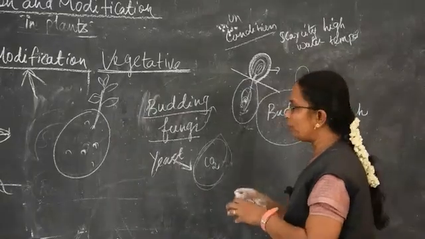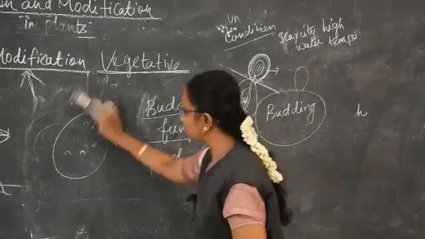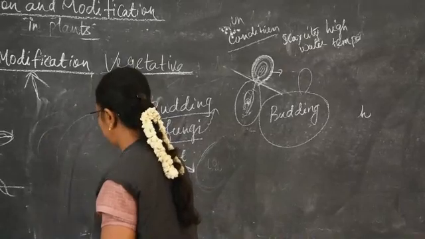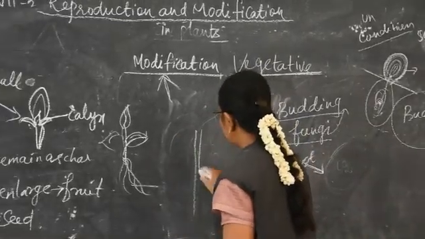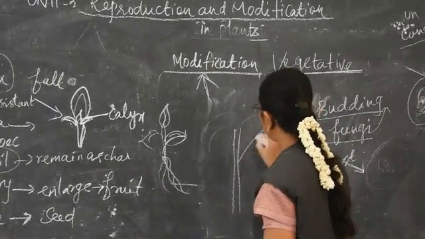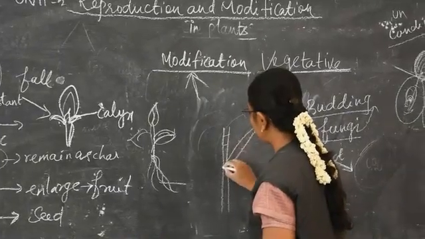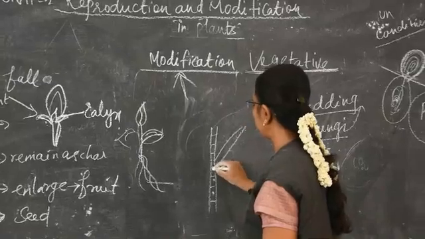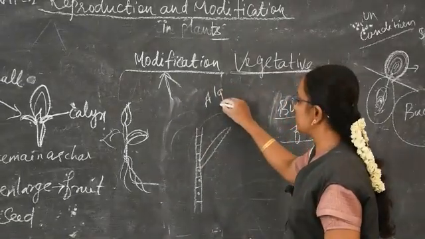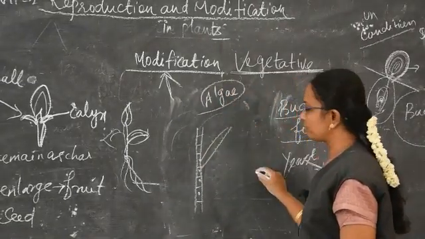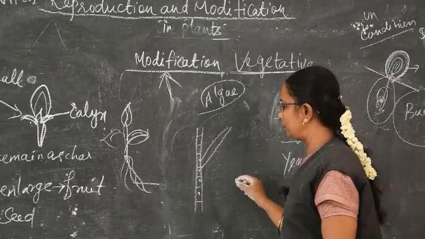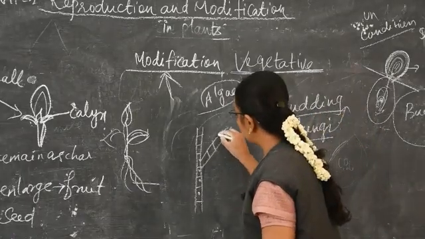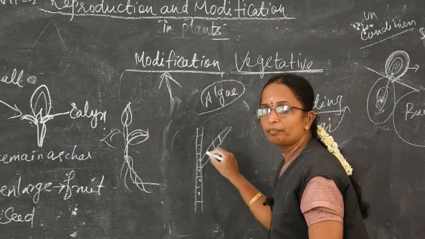When the conditions become favorable for them, vegetative reproduction, that is through filament. If we take Spirogyra, it is an algae, it is a filamentous structure. Algae is a filamentous structure. Spirogyra is one of the examples. Through filament it is developing. They are developing the filament.